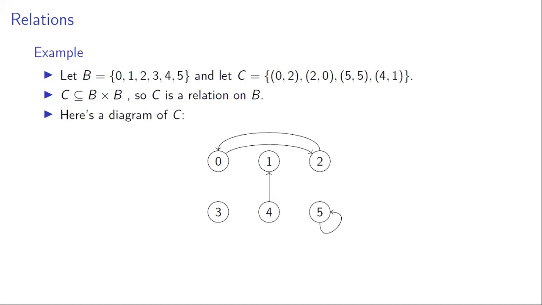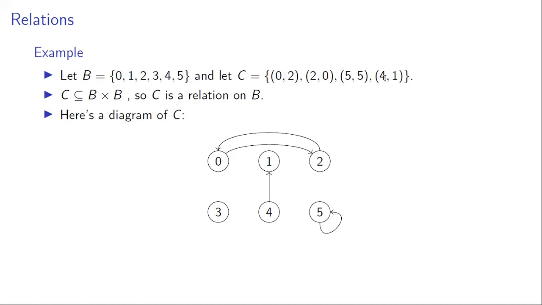Here's a diagram of C. Notice we have all 6 nodes, all 6 elements of B written out, okay? And then we want to represent the relation. So we have this ordered pair 0, 2, so we draw an arrow from 0 to 2. We have another ordered pair 2, 0, so we draw an arrow from 2 to 0. We have another ordered pair 5, 5, so we draw an arrow from 5 to itself.